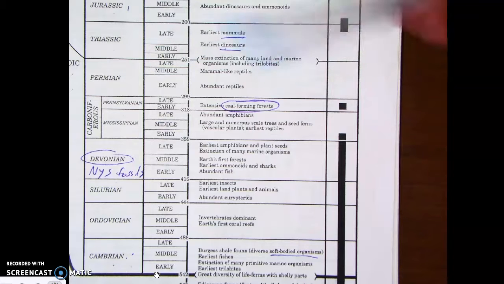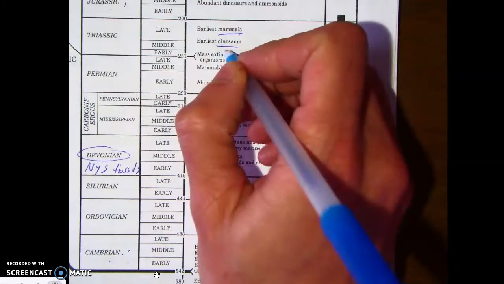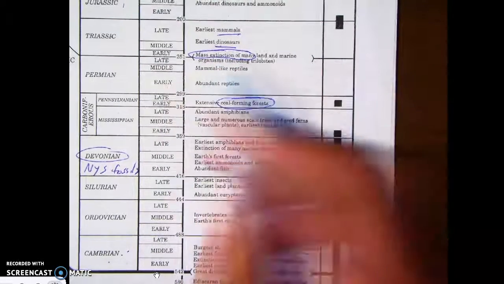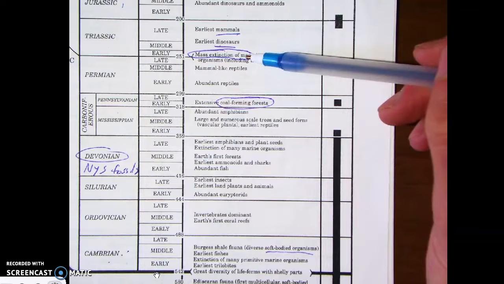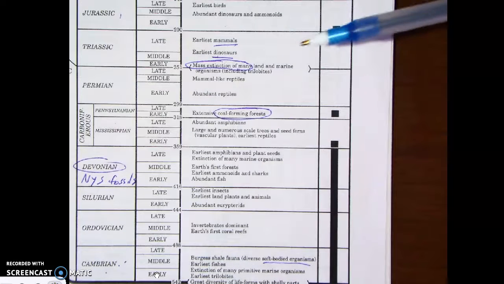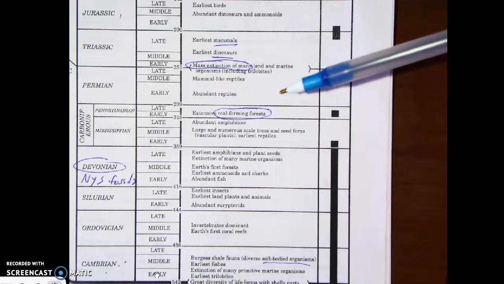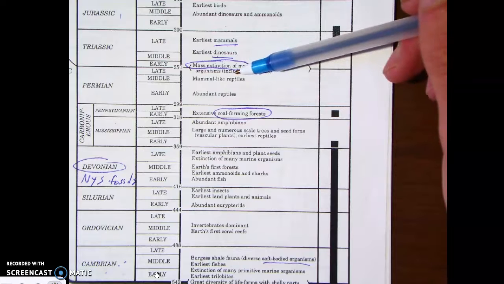Abundant reptiles. Then Triassic, now we get to dinosaurs. We have a large mass extinction going from the Permian to the Triassic. It's thought perhaps 90% of life on Earth went extinct during this time. There's various theories as to why that might have happened. It could have been due to huge volcanic eruptions that went for long periods of time.